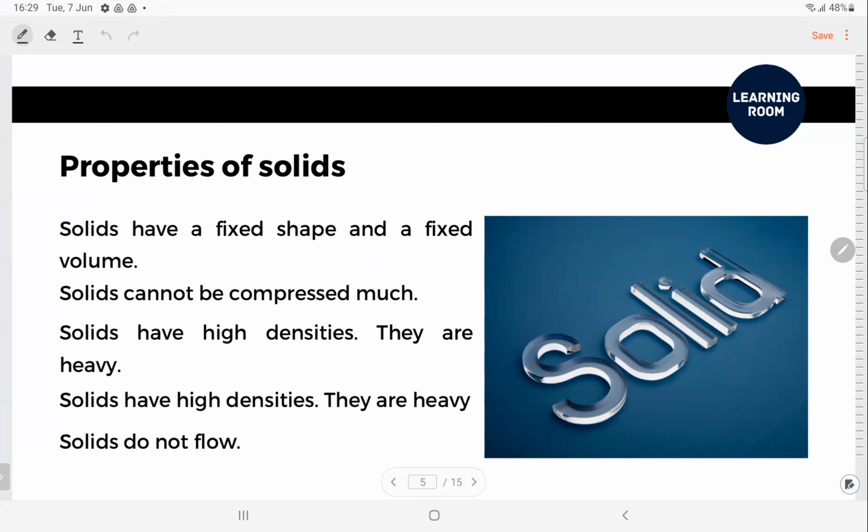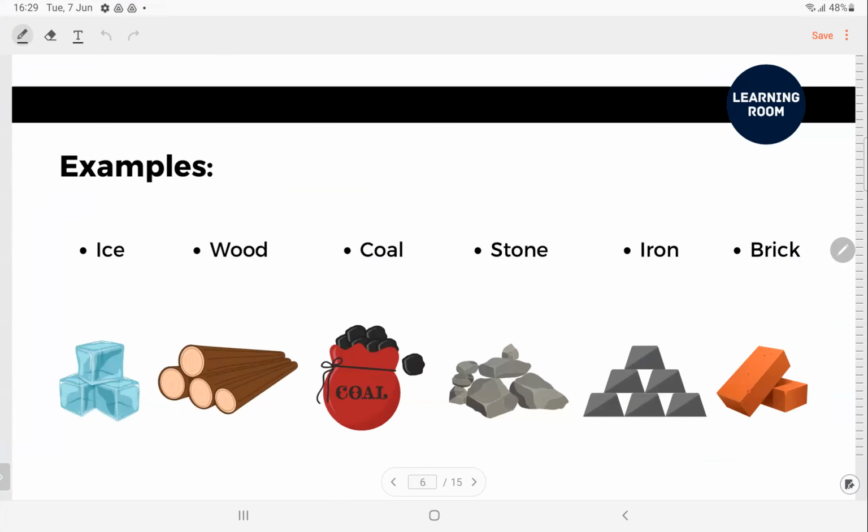So now, the last one: solids do not have fluidity. Coming to the examples of solids, these are all the basic things: iron, coal, stone, anything. You can take that box or the sawdust, wood, everything is an example of a solid.